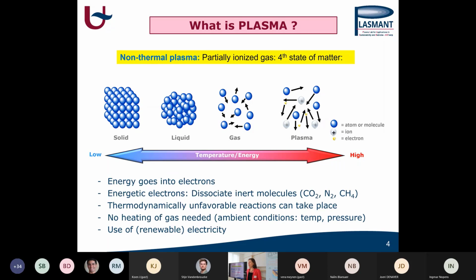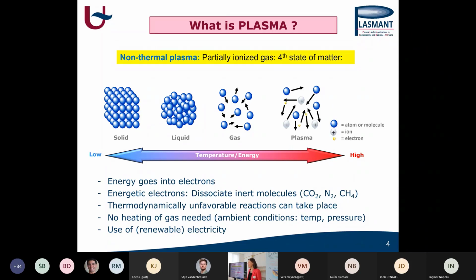And the advantages are that especially the small electrons are heated by the applied electric field. So they are mostly heated, and they can activate the molecules, so they can dissociate inert molecules like CO2, but also methane and nitrogen. And that means that thermodynamically unfavorable reactions like CO2 dissociation can take place at ambient conditions. So you don't need to heat the entire gas. So the reactions can take place at ambient conditions of temperature and pressure.